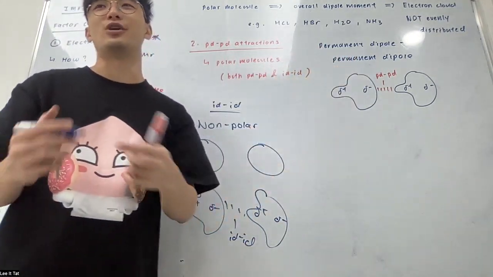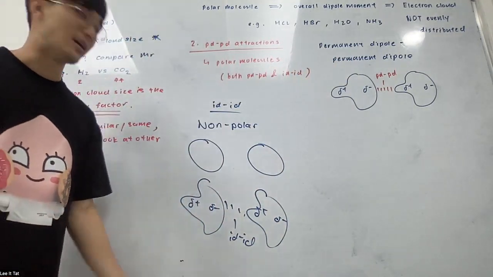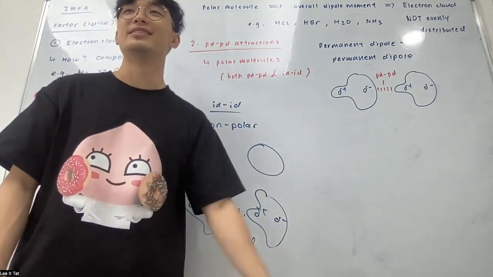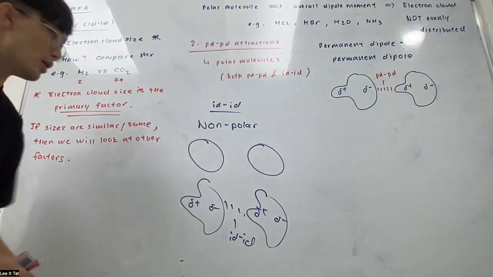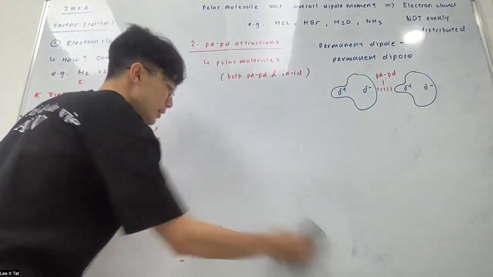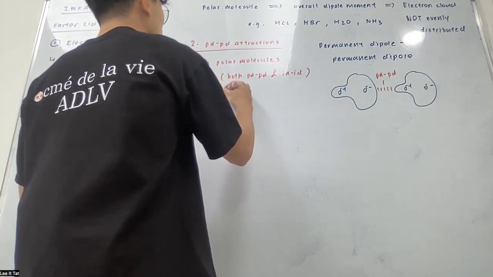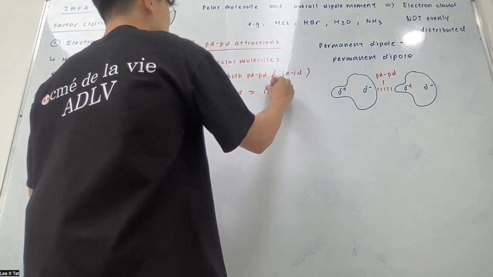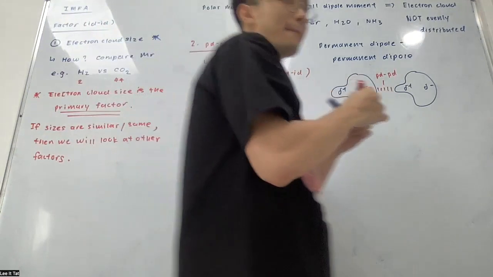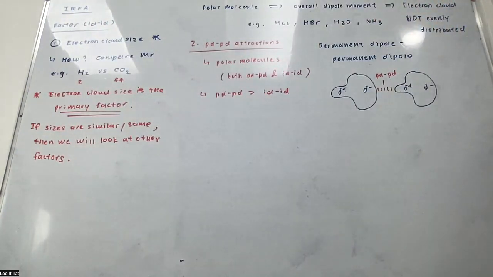So guys, which one do you think is stronger? Just make a smart guess. Something that's temporary or something that's permanent? Okay, something that's permanent, right? So for here, PD attractions are stronger than ID attractions. Okay, so far?